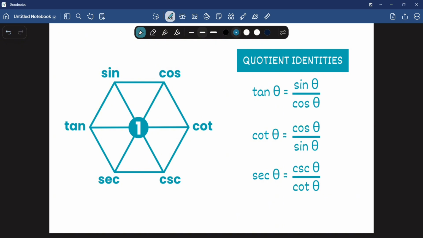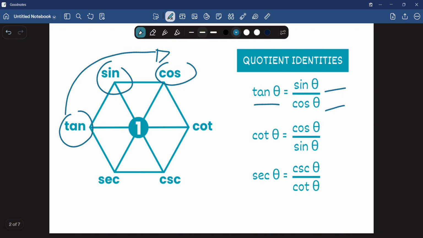First example is the quotient identity tangent theta is equal to sine theta over cosine theta. How did we get it? Using the Magic Hexagon, we just have to rotate a line or an arrow. And to prove the quotient identity earlier, tangent theta is equal to sine theta over cosine theta.